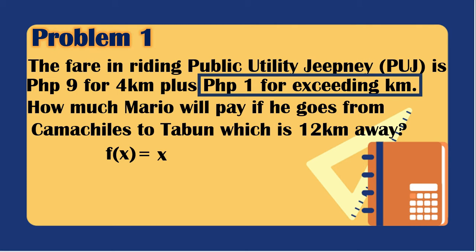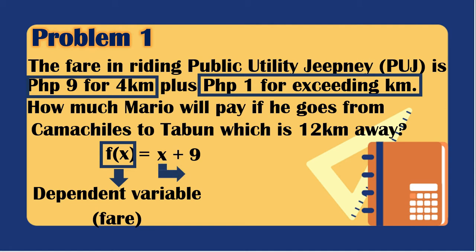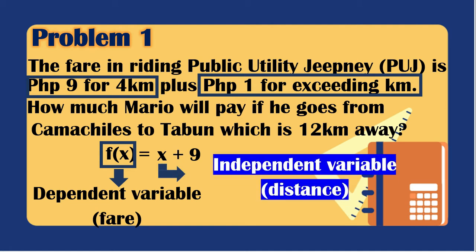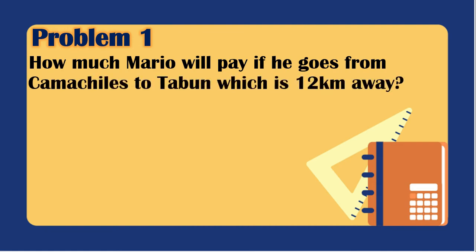We will represent the distance by x, and each kilometer will be multiplied by 1, but we don't need to write 1 beside x because it is already understood. In the first 4 kilometers, he will pay 9 pesos, so that is plus 9. Our f of x here is our dependent variable, which is the fare, and x here is the independent variable, which is the distance that he will cover from Camachiles to Tabun. So the question is, how much will Mario pay if he goes from Camachiles to Tabun, which is 12 kilometers away? We will use the linear function f of x is equals to x plus 9.